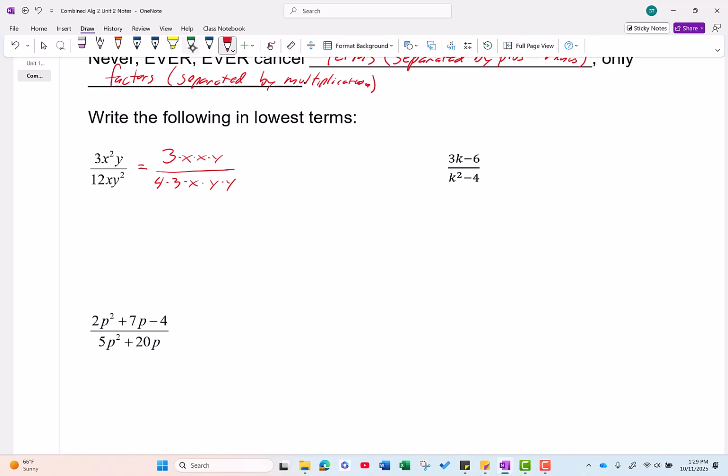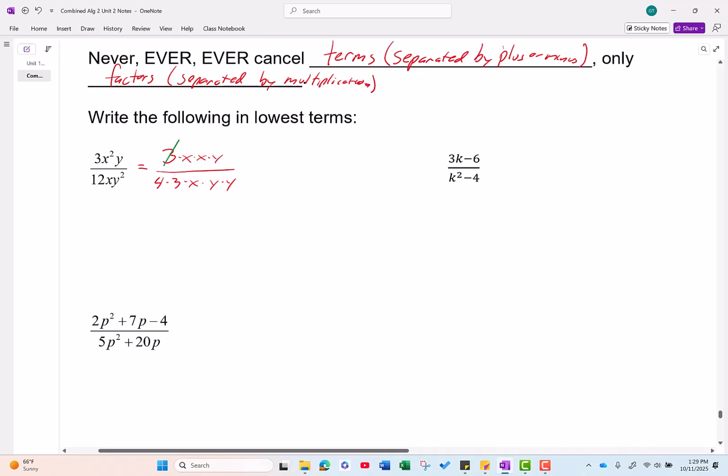So I can see that I have a 3 on top, 3 on bottom. I can cancel them out. I got an x on top, x on bottom. I can cancel that out. I got a y on top, y on bottom. I can cancel that out. There's nothing that's the same on top and bottom anymore, so I can now simplify it to that. It's a lot simpler than it was.